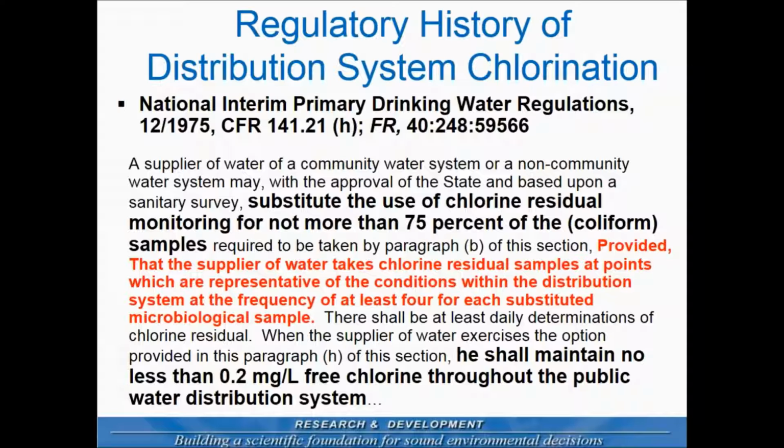Pointing you to the red text here: provided that the supplier of water takes chlorine residual samples at points which are representative of the conditions within the distribution system at the frequency of at least 4 for each substituted microbiological sample. So back in 1975, you could substitute chlorine sampling for coliform samples at the rate of 4 to 1, and you were instructed to take those at places representative of the conditions within the distribution system. So that's sort of the first place that we see this representative language.